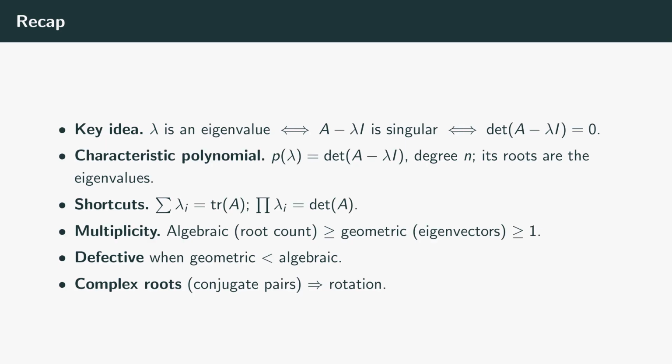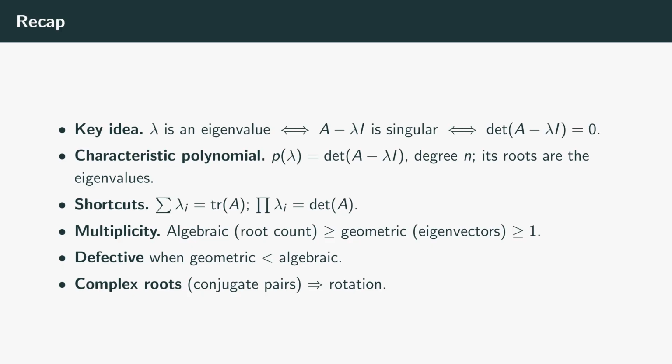Let's recap. The key idea: lambda is an eigenvalue exactly when A minus lambda times the identity is singular, which happens exactly when the determinant of A minus lambda I is 0. That is the characteristic equation. Expanding the determinant gives the characteristic polynomial of degree equal to the size of the matrix, and its roots are the eigenvalues. Two shortcuts hold for every matrix: the sum of the eigenvalues equals the trace, the sum down the diagonal, and the product of the eigenvalues equals the determinant, both perfect for checking your work.